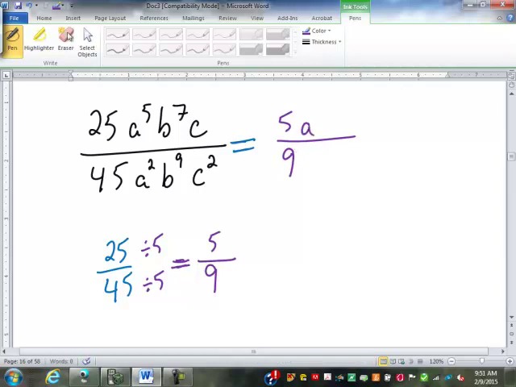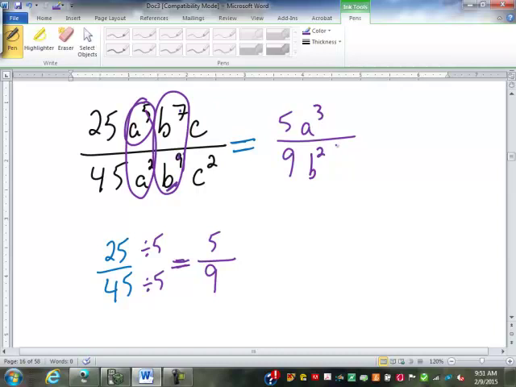A goes top or bottom? Top, with what power? 3. Good. The bigger power was on top, the 8 to the 5th, and 5 minus 2 is 3. Where does the B go? Bottom, and the power of 2. Good. The bigger power was on bottom with the B to the 9th. 9 minus 7 was 2.